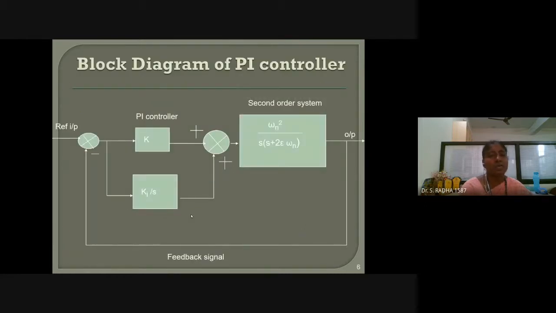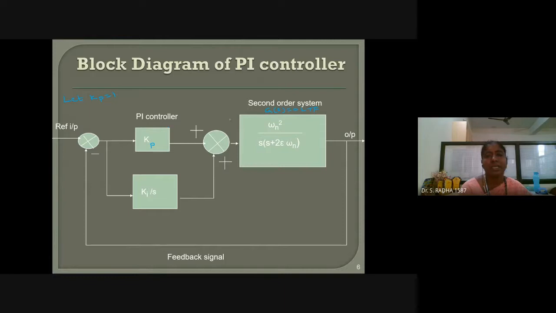So here, let us assume KP equal to 1 and derive the closed loop transfer function. This is the open loop transfer function for a second order system. Additionally, we have the PI controller, which means KP plus KI divided by S.